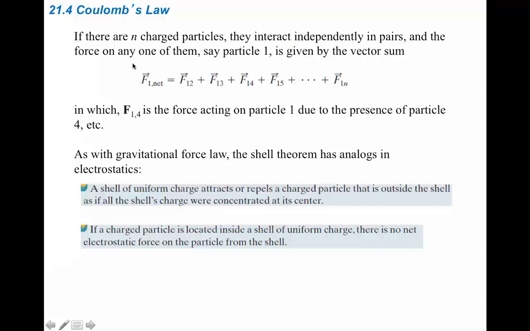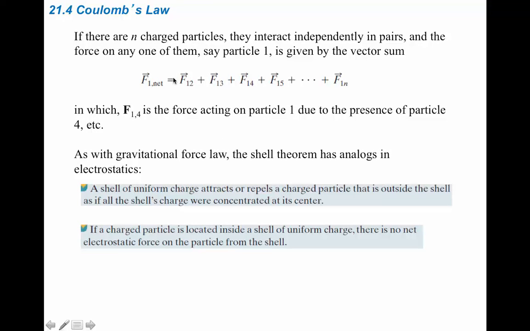Okay, so if we have n charged particles, then they act independently in pairs. And the force on any one of them, say particle 1, is given by the sum of the forces between particle 1 and 2, particle 1 and 3, particle 1 and 4, particle 1 and 5, and so forth up to particle 1 and n. So if you want to figure out the net force on one particle, you just look pairwise between, let's say particle 1 is here, this particle and that one, this one and that one, and then you add them all up as vectors.